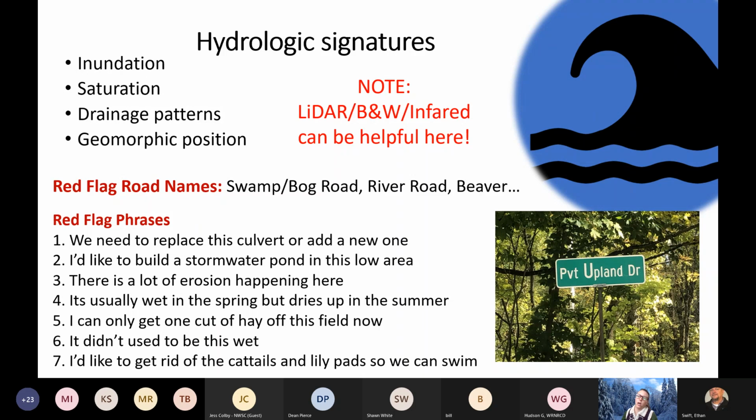Other things is when you're talking with the applicant or the landowner, you know, we need to replace this culvert. That means that there's water there. I'd like to build a stormwater pond in this low area, geomorphic position. There's a lot of erosion happening here. There's presence of water. It's usually wet in the spring, but it dries up in the summer. Well, if it's wet in the spring, is it wet for 2 weeks out of the spring? Oh, I can only get one cut of hay off this field now.